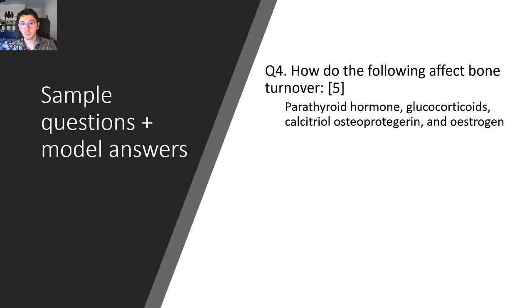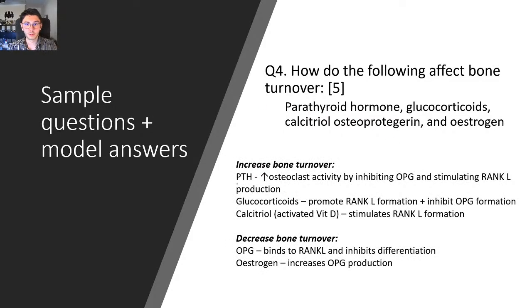So question 4, we have, how do the following affect bone turnover? So we have parathyroid hormone, glucocorticoids, calcitriol, osteoprotegerin, and estrogen. So this question often occurs in MCQs, but it's good to know the underlying physiology behind it. So parathyroid hormone, glucocorticoids, and calcitriol, they increase bone turnover by promoting RANKL formation and inhibiting OPG, whereas those that decrease bone turnover are your OPG and estrogens.